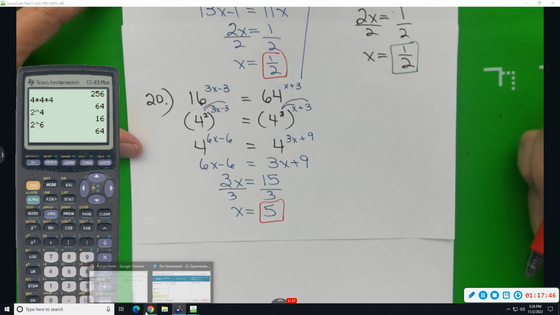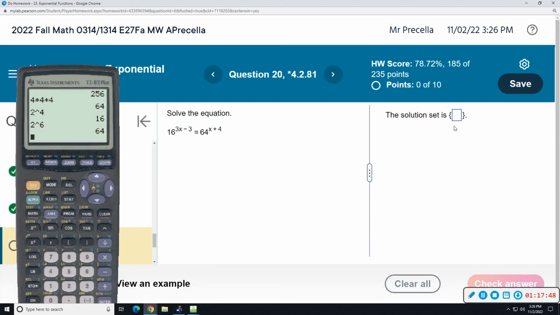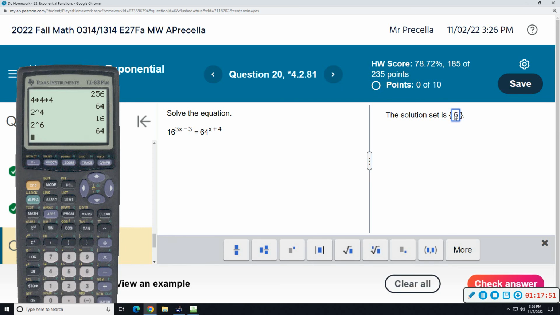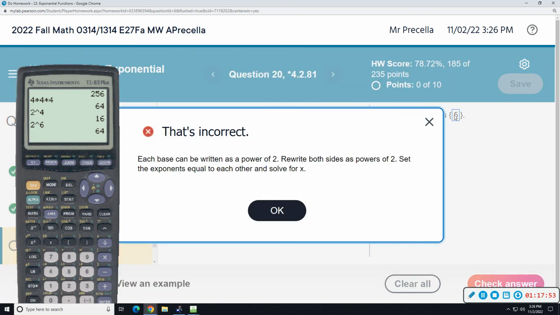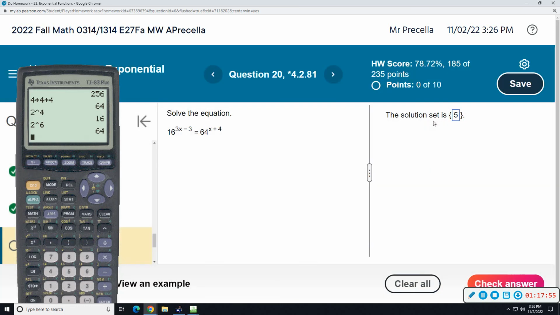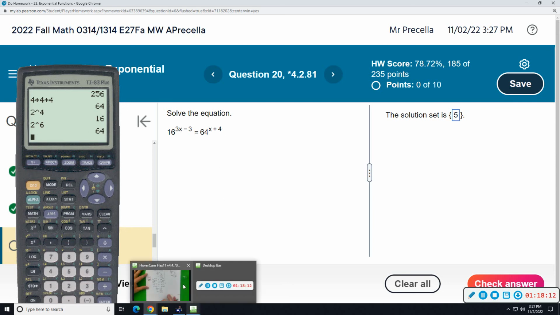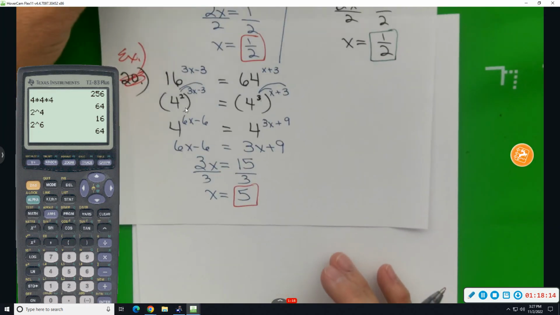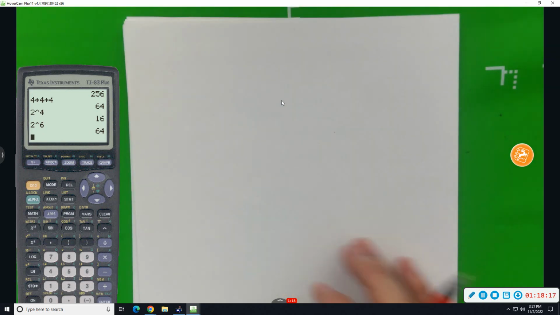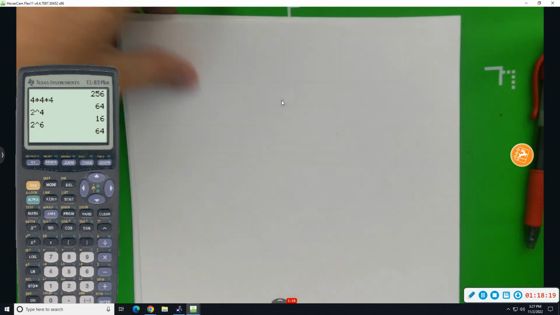Well, let's punch it in and make sure it's right. Oh, no. Did I miscopy the problem? 3x minus 3. Oh, wow. Okay, it should have been an x plus 4. Oh, well, this is just an example, okay? This is an example like number 20. Now I'm really going to do number 20.